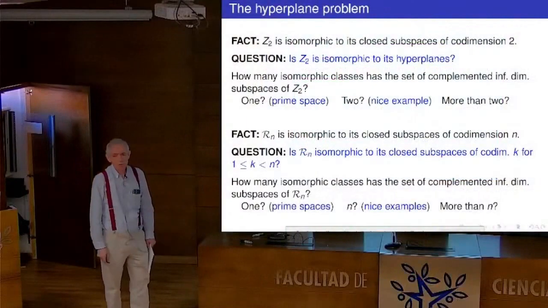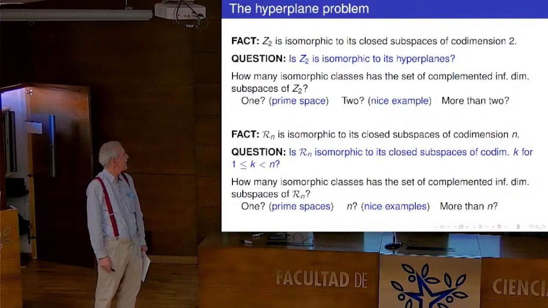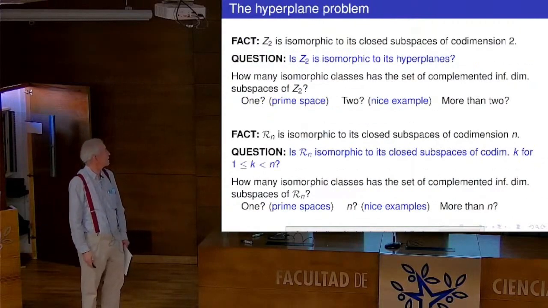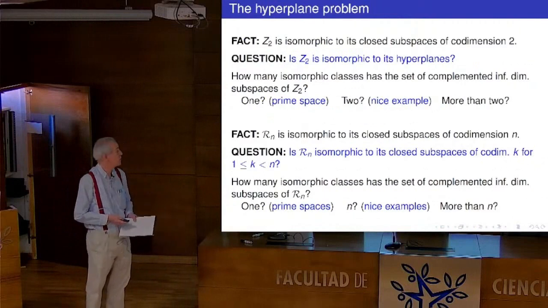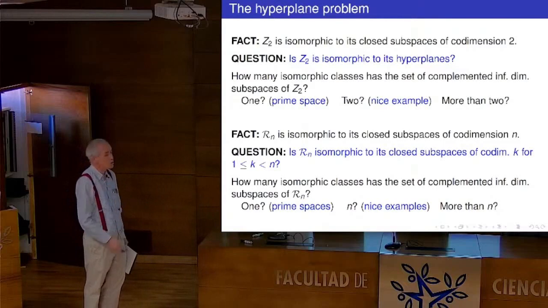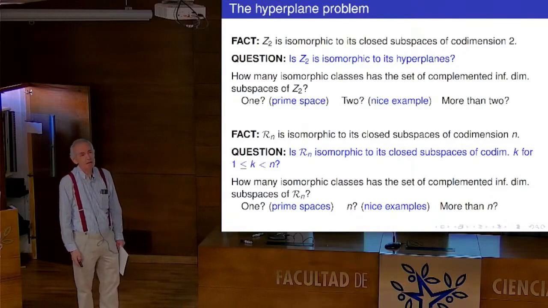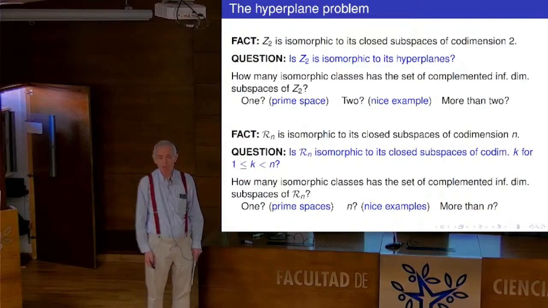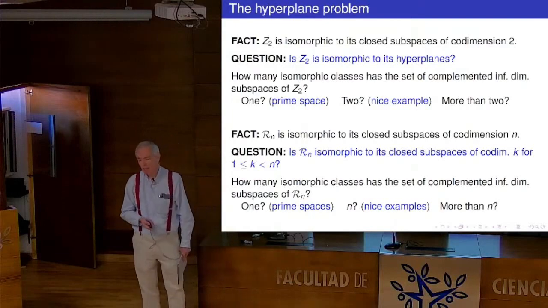Well, I'm going to begin with a property that is related with an open problem, and there is a fact that the Kalton-Peck space Z2 is isomorphic to its subspaces of codimension 2. And this is very easy from the definition. However, it is not known if this space is isomorphic to its subspaces of codimension 1. In fact, this space was constructed previously, before the hereditarily indecomposable spaces were constructed. These are examples of spaces that are not isomorphic to their hyperplanes.